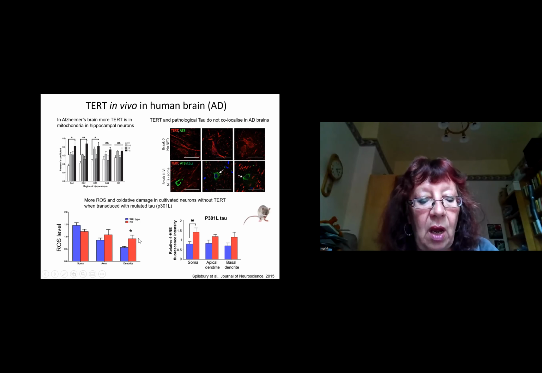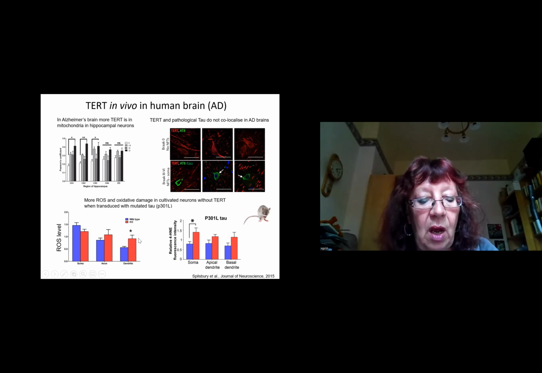We also looked at other markers of oxidative stress, like peroxynitrites with a 4-HNE antibody. Here we found it more in the soma, probably because there are more membranes in the soma than in the dendrites. Then we thought, okay, if there is a protective effect of the TERT protein, as we saw in the wild type compared to the knockout neurons, then why don't we interfere with it?